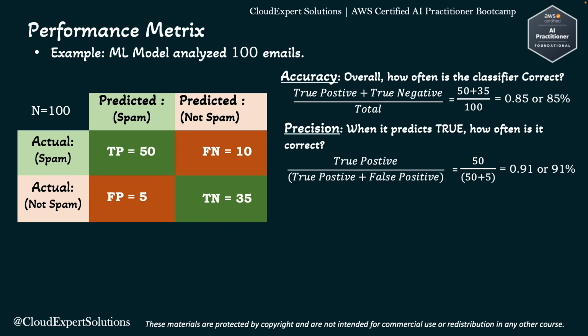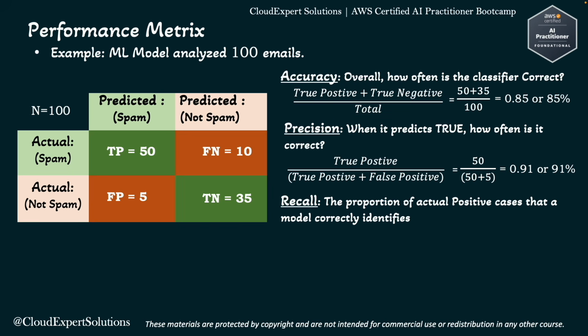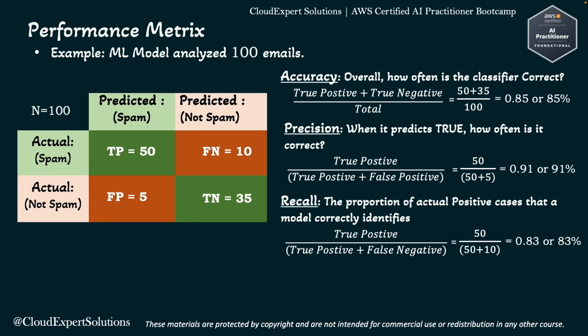The next metric is recall. Recall is also called sensitivity or true positive rate. This represents the proportion of actual positive cases that a model correctly identifies. The formula is true positive over true positive plus false negative. For our example, it will be 50 over 50 plus 10, that is 60, and the value is 0.83 or 83%. And the last is F1 score.